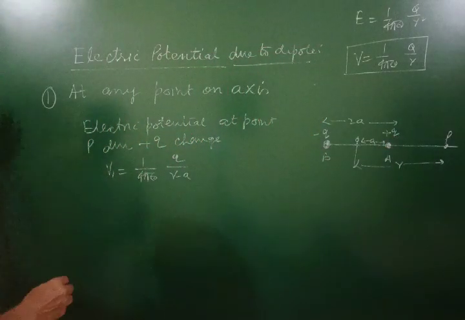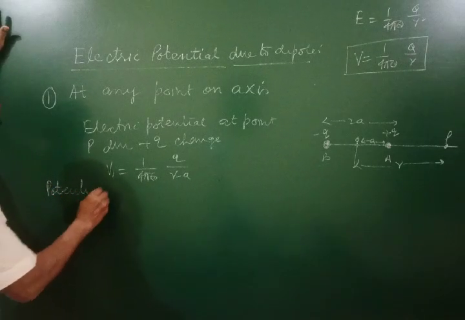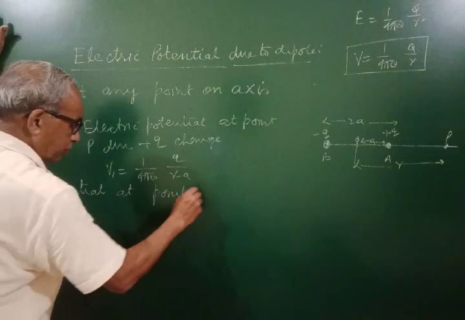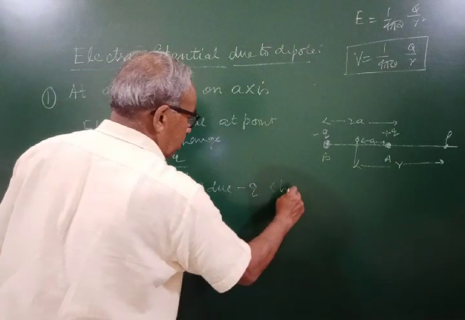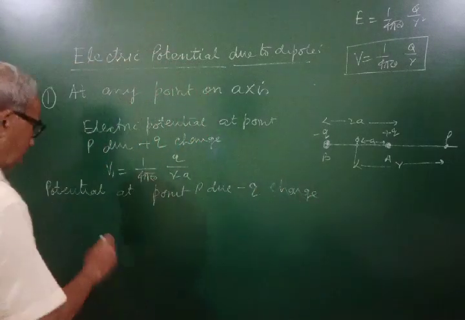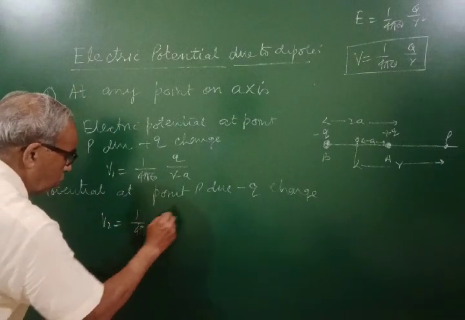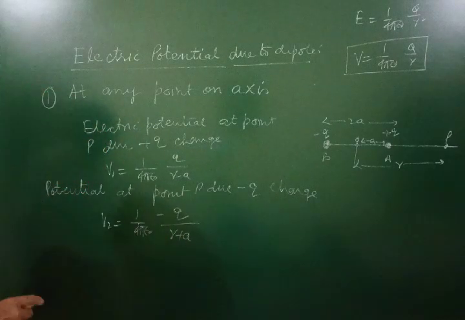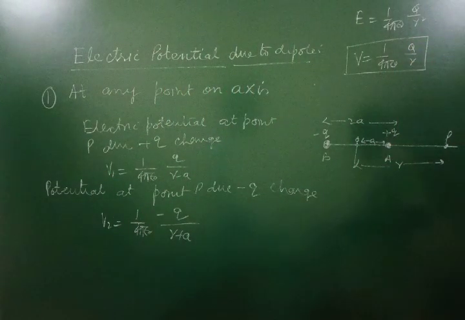Similarly, the potential at point P due to the minus q charge, V2, is equal to 1 upon 4 pi epsilon 0 minus q upon r plus a. I think you are easily understanding this topic.